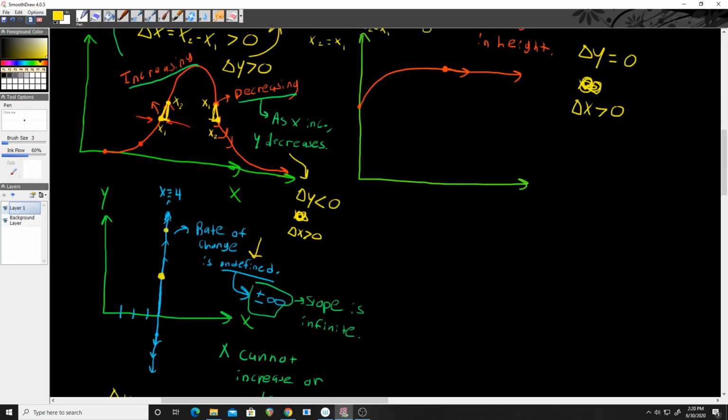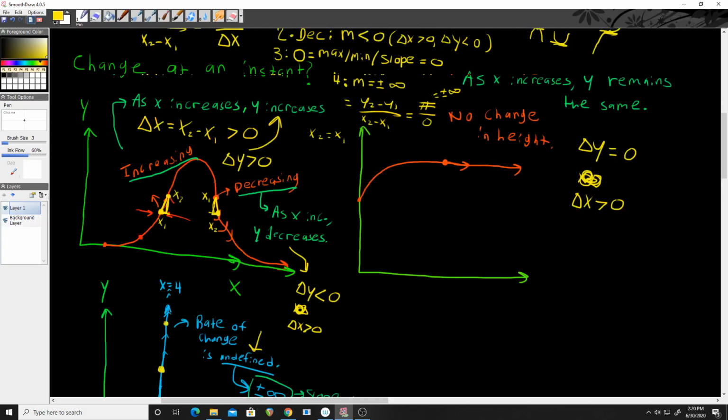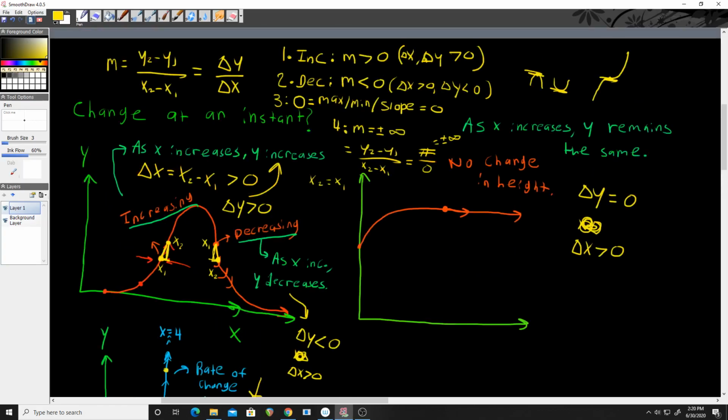And what does that look like? It looks like the little vertical blue line here. So this is just a summary of the first section about the different types of rates of change, and how we can think about change occurring at an instant.